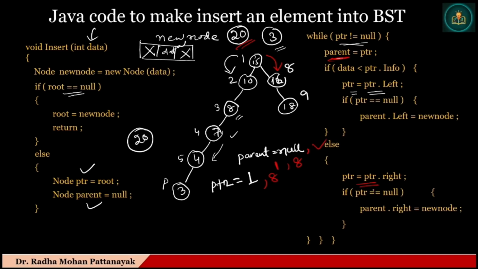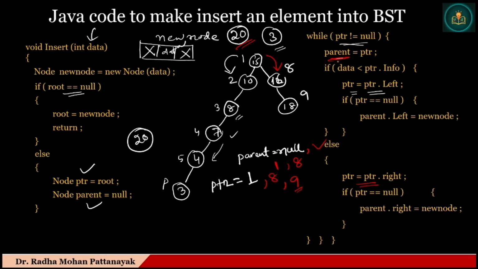So in the else part, what you need to do? First you will write the syntax to move right. How to move right? By writing PTR equal to PTR.right. Now what is the new PTR.right? 9. So now the new PTR will become 9. Now check whether PTR equals null. No, it is not null, it is 9. That's why you will move up again.